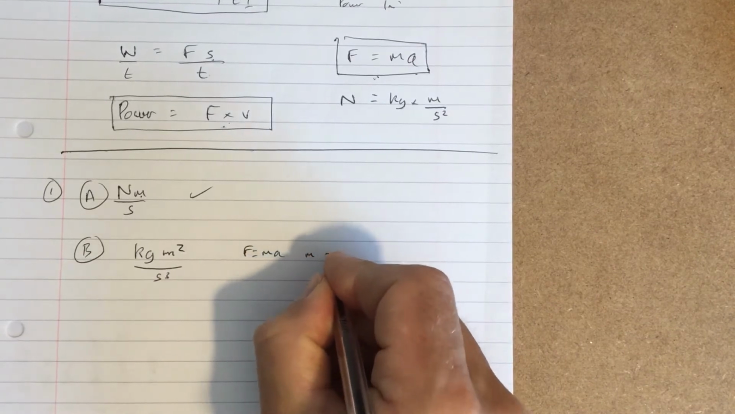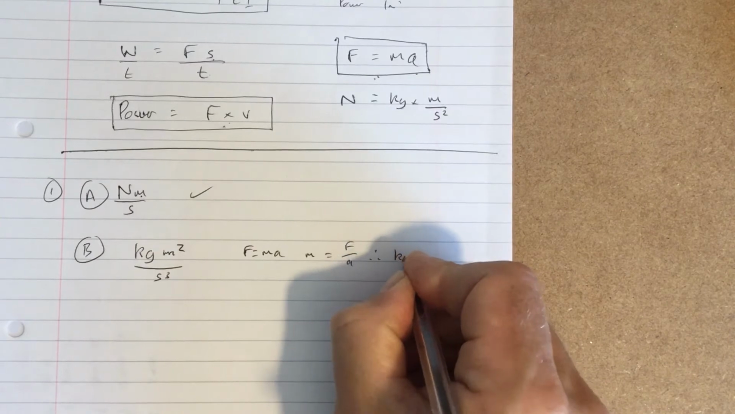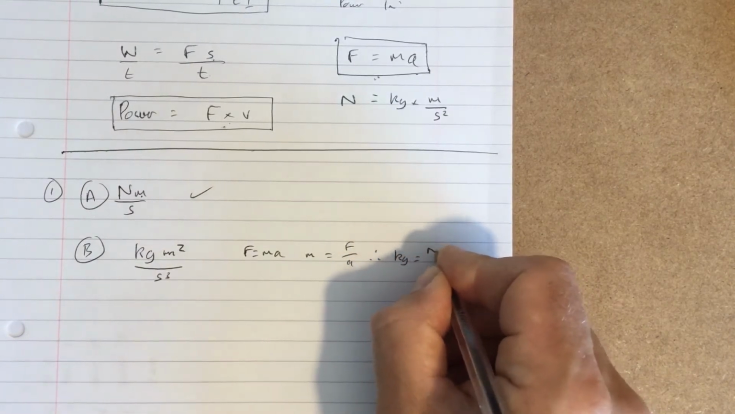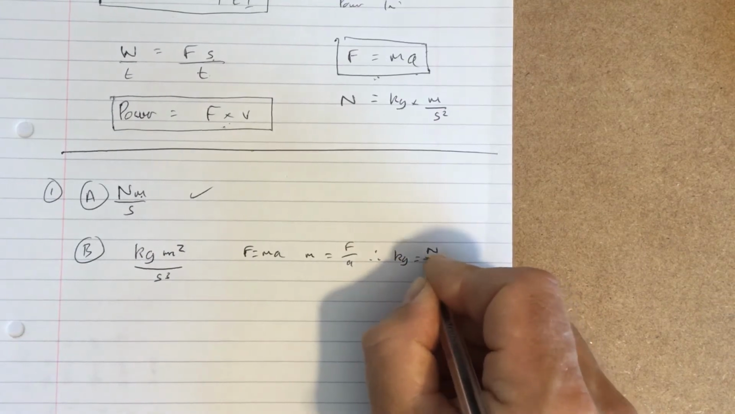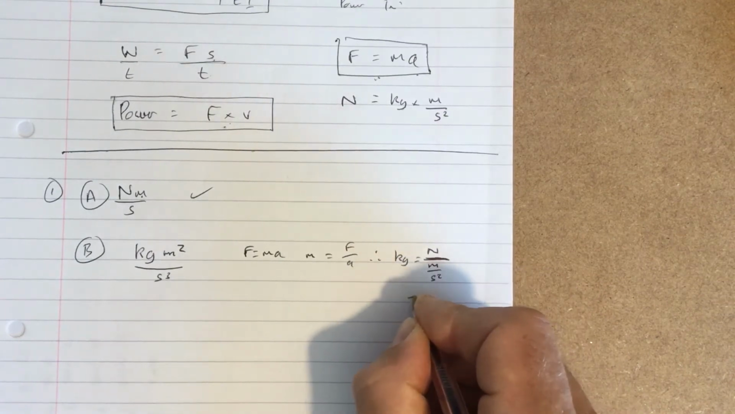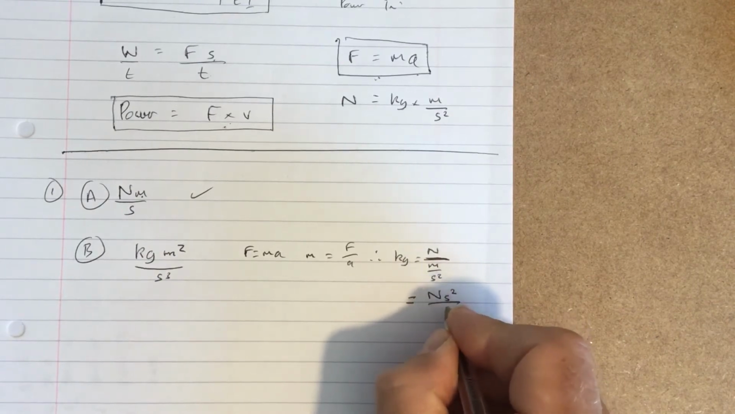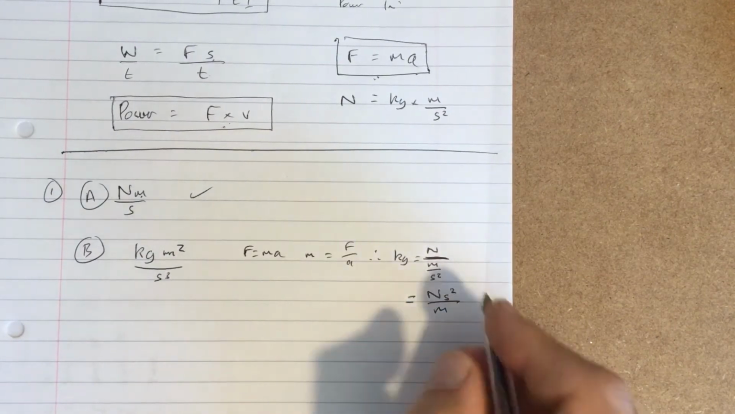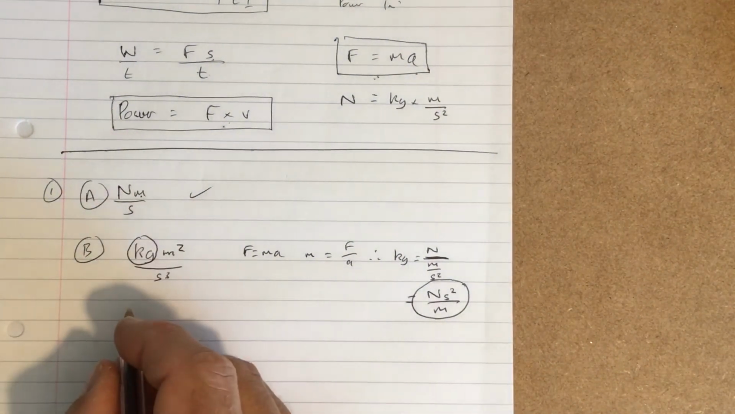So m equals F over A. Therefore, kilograms equals newtons per meter per second squared. Okay, running out of space. And so if we rearrange that, we end up with newtons second squared divided by meters. Okay, so that now can replace the kilograms. Let's see what happens then.